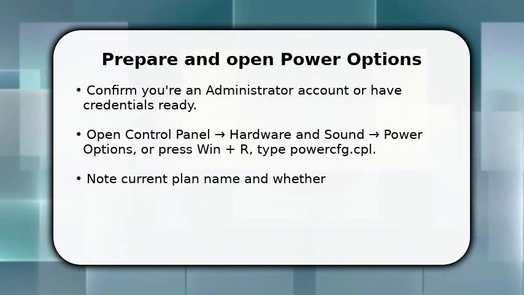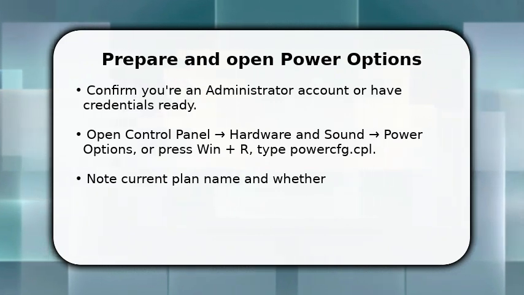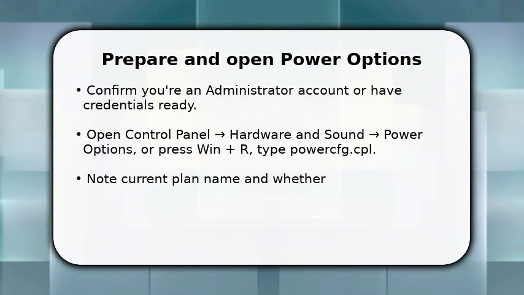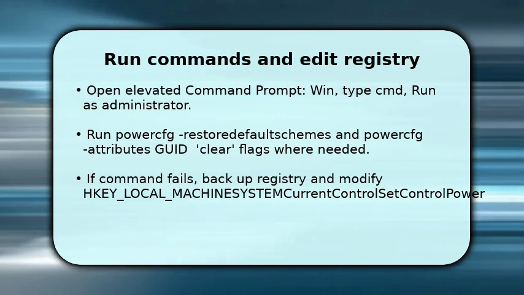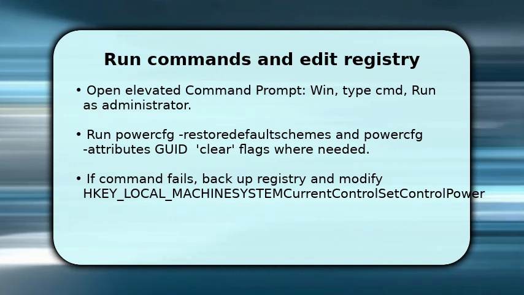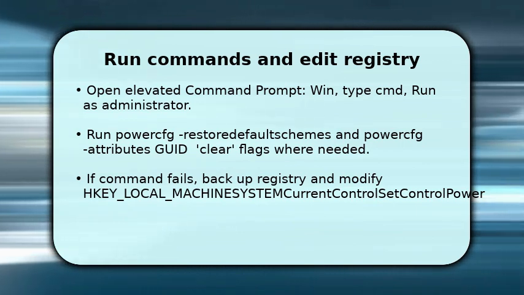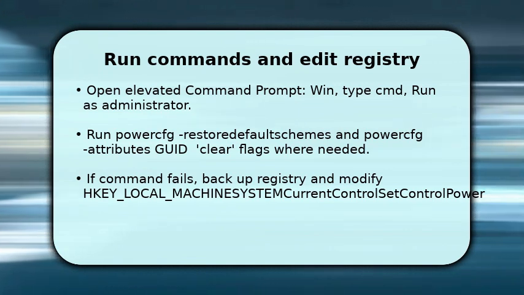Now you run specific commands to reset power schemes and remove attribute flags that hide options. Open an elevated command prompt and run powercfg restore default schemes to reset plans, then use powercfg attributes with the plan and subsetting GUID to clear the hide attribute. If these commands don't expose an option, carefully back up the registry and edit HKEY_LOCAL_MACHINE\SYSTEM\CurrentControlSet\Control\Power to remove restrictive values.